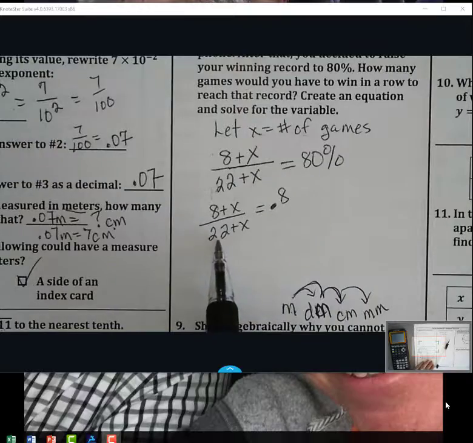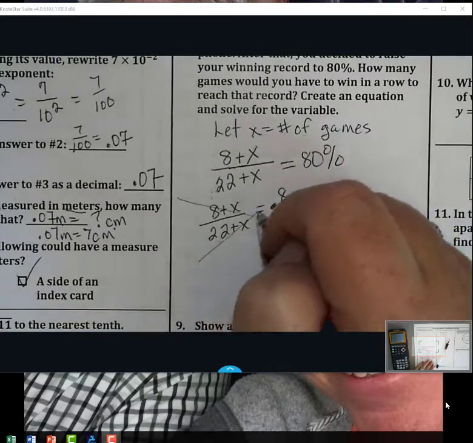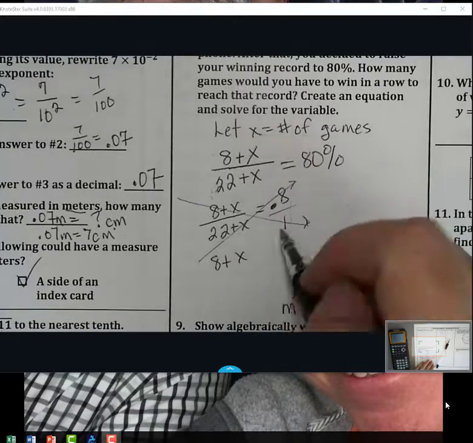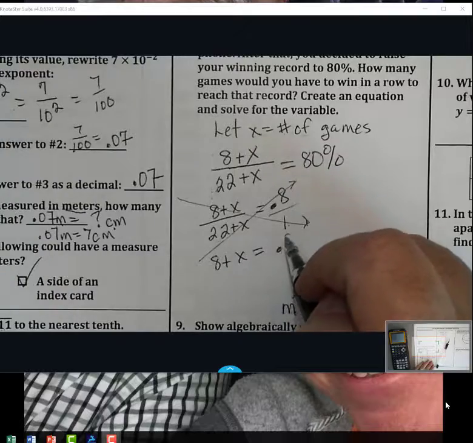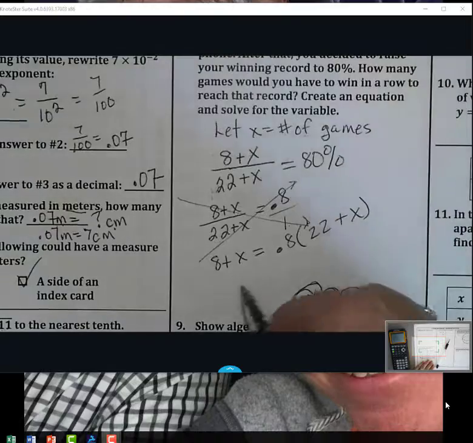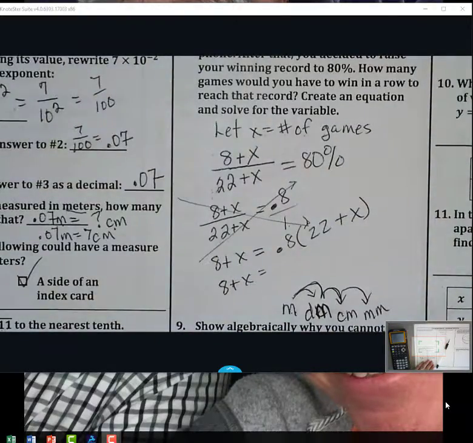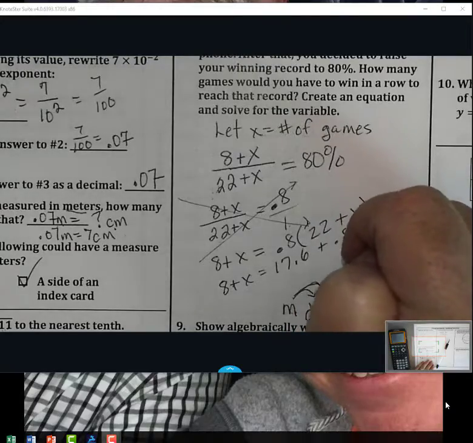Okay, and then now I am going to, you can kind of think of this as a proportion. You could put that over 1 and multiply that out. So I would have 8 plus x times 1, so that doesn't change anything, equals 0.8 times 22 plus x. Okay, so 8 plus x equals 0.8 times 22, 17.6 plus 0.8x.